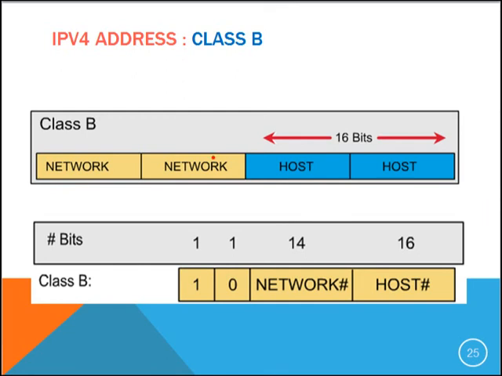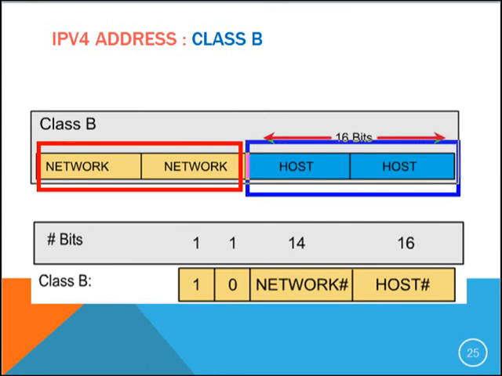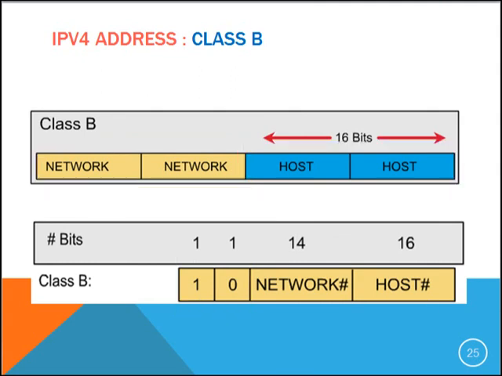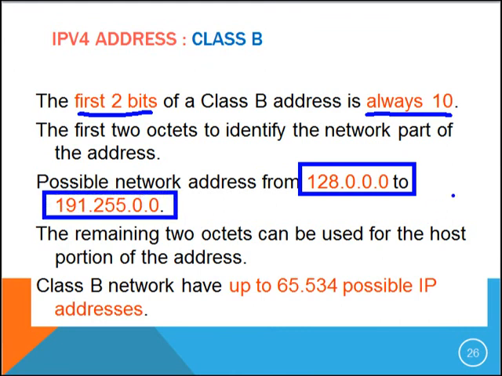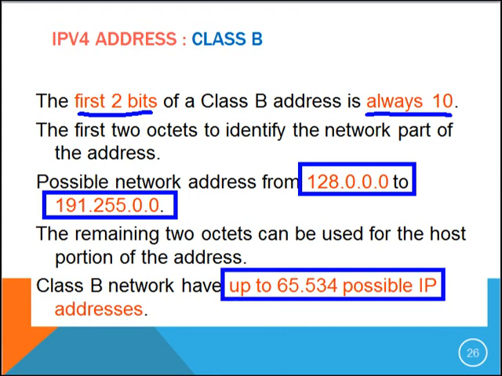Now let's take a look at class B. For class B IPv4 addresses, we have 2 octets worth of network and 2 octets worth of host addresses. How we recognize a class B IPv4 address is that the first 2 bits are 1 and 0. So the first 2 bits for a class B address are 10. This means that we have possible IP addresses from 128.0.0.0 to 191.255.0.0, and class B has about 65,000 possible IPv4 addresses.